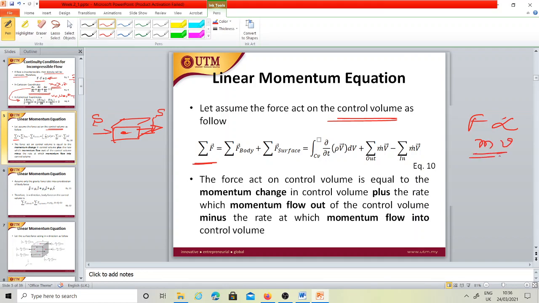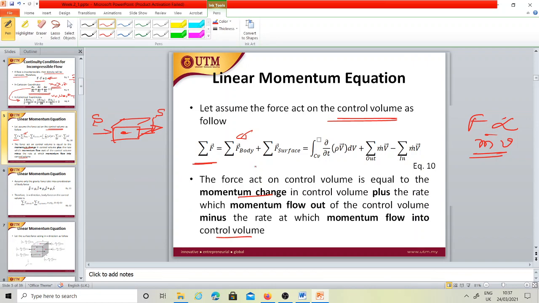It is the change in the multiplication of mass and velocity. This is Newton's third law of motion. It means the rate of change of momentum should be equal or proportional to the applied force. That is equal to the momentum change within the control volume, the body part, plus the rate at which momentum flows out of the control volume minus the rate at which momentum flows into it. It means mass flow out minus mass flow in, the resultant.